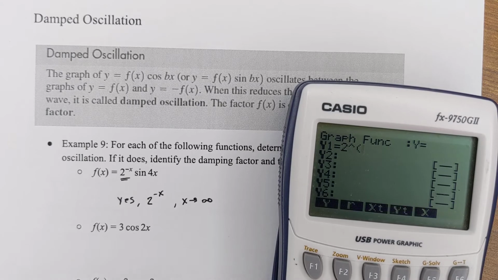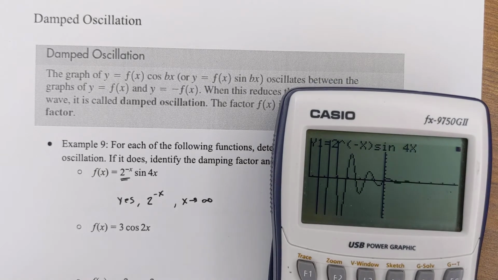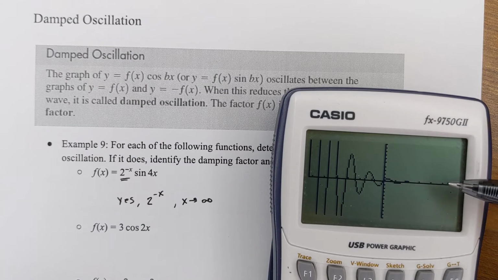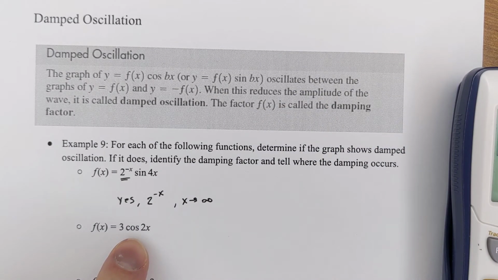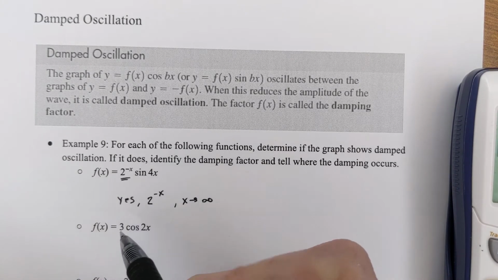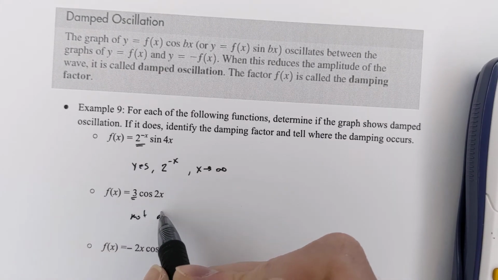So 2 to the negative x sine of 4x. So there's my wave. Notice, very, very tall, then smaller, smaller, smaller. So the waves get smaller as I go to infinity. So for this one the answer is no, because the factor does not have a value of x in it. So this is not damped.